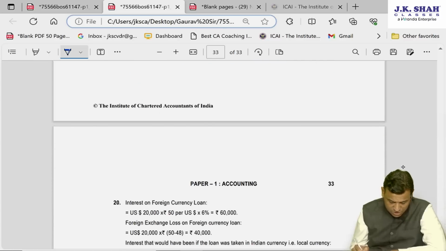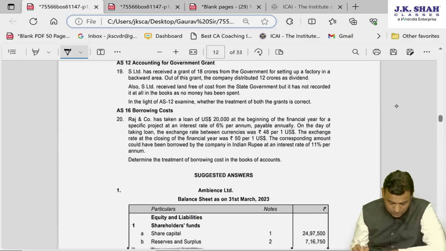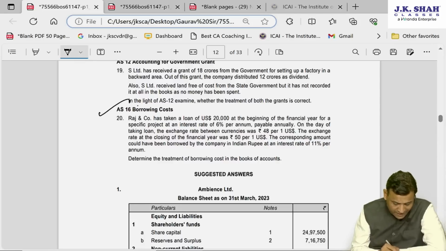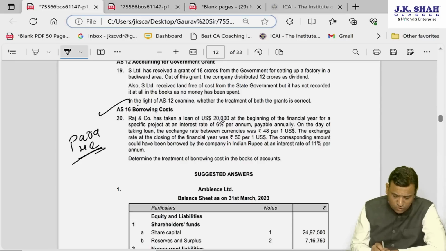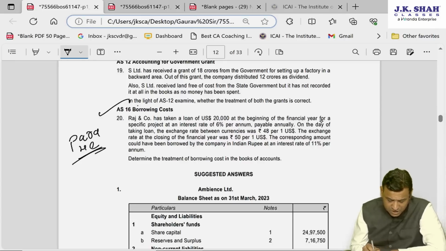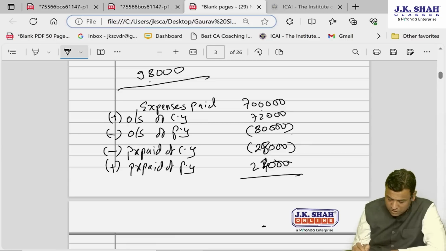Now friends, the last question. Borrowing cost. This is with respect to para 4E of AS 16. Raj and company has taken a loan of $20,000 in the beginning of financial year for a specific project at an interest rate of 6%. On the date of taking the loan, the exchange rate is 48. The exchange rate at the closing of the financial year is 50. The corresponding amount that could have been borrowed by the company in Indian rupee equivalent is 11% per annum. Determine borrowing cost.